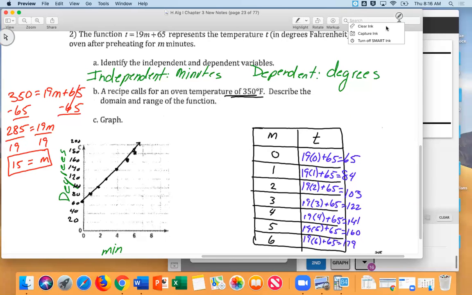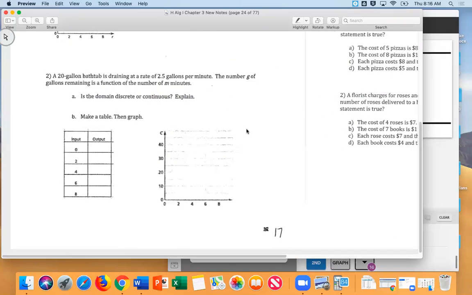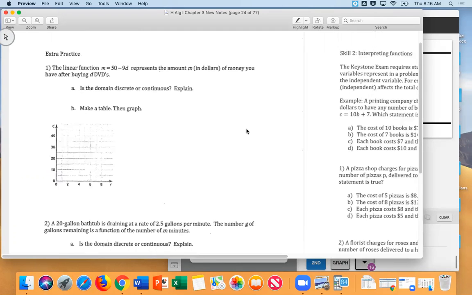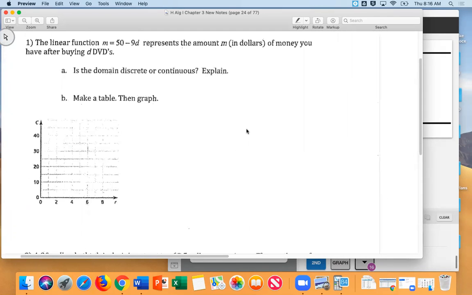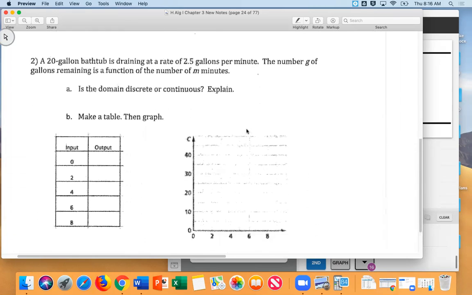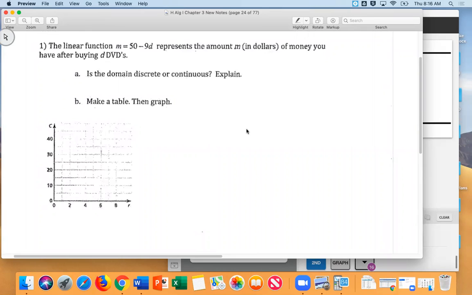Let's go to the next page. All right. There are 2 here, 1 and 2. I want you guys to do them on your own, 1 and 2. Drew, got it? 1 and 2. Creating tables. Money and DVDs.